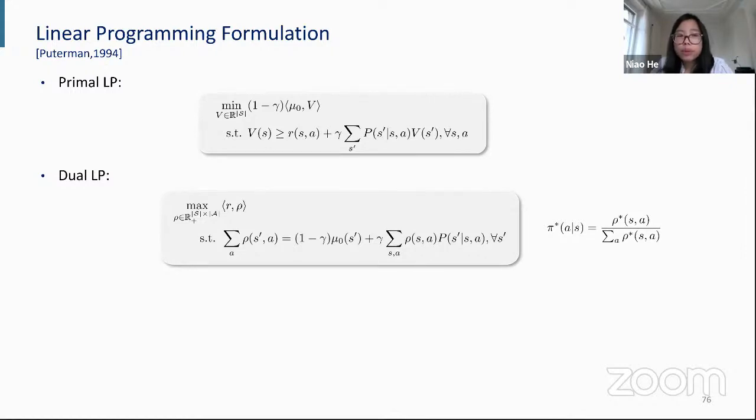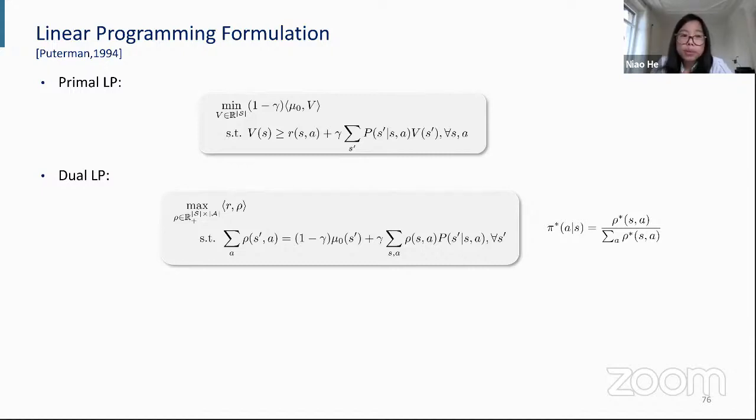And the nice thing with the dual LP is that this occupancy measure rho(s,a), if you get the optimal dual solution, you can use it to directly construct the optimal policy, right? So in practice, for small Markov decision problems, people just directly solve this dual LP, and that will give you the optimal policy pi star.